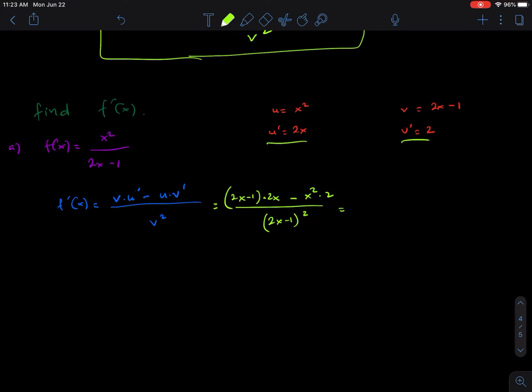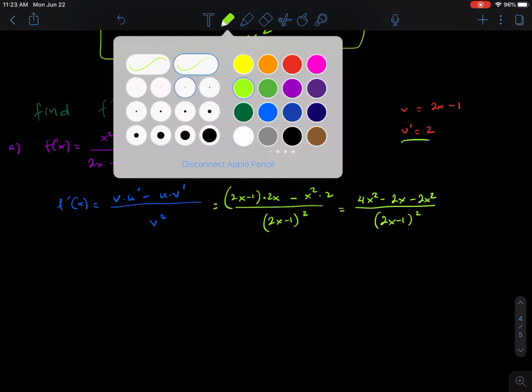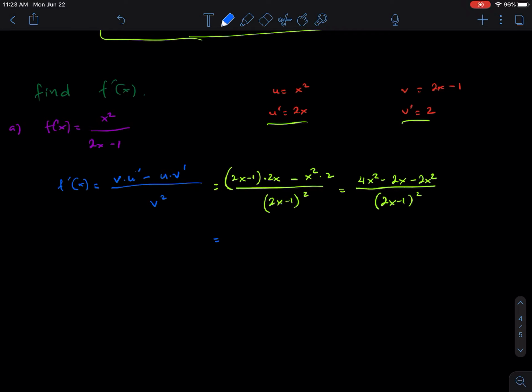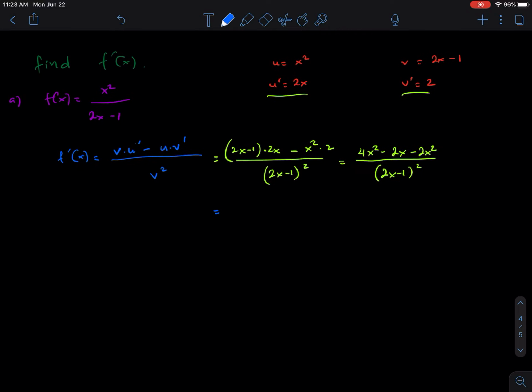So now my answer is going to be 4x squared minus 2x squared over 2x minus 1 squared. We usually don't simplify the denominator. We leave it as it is, and hopefully there are things to cancel with the numerator. So 4x squared minus 2x squared is 2x squared minus 2x over 2x minus 1 squared.